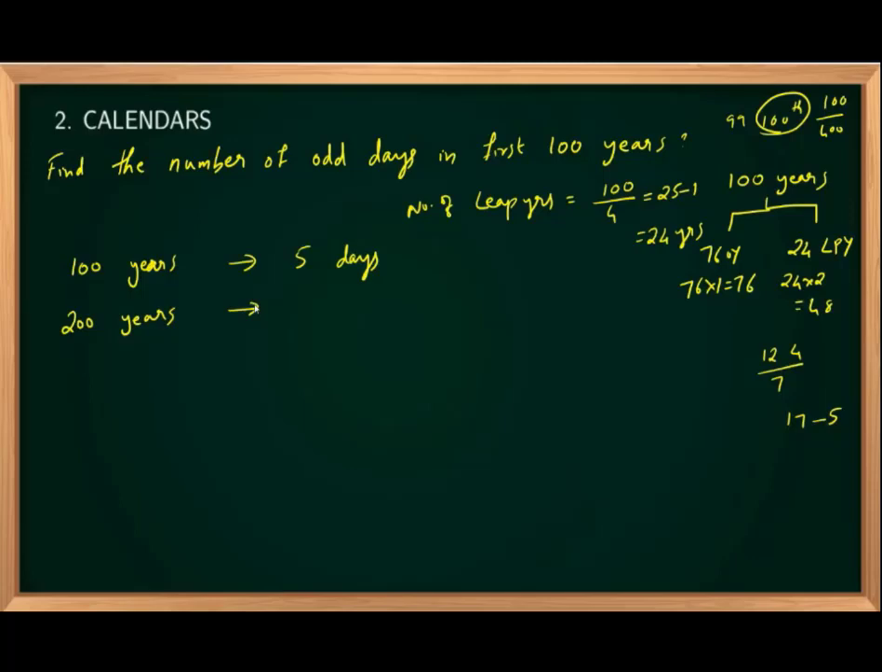No need to take it from scratch. Just for the first 100 years, we know the answer is 5. So the next 100 years will be 5 days only, because the 200th year also is not a leap year. So for the first 200 years, 5 into 2, 10 days, divided by 7, the remainder will be 3 days. Is it clear?